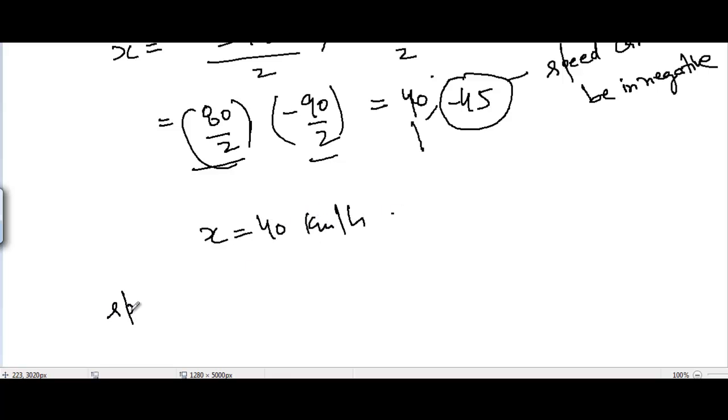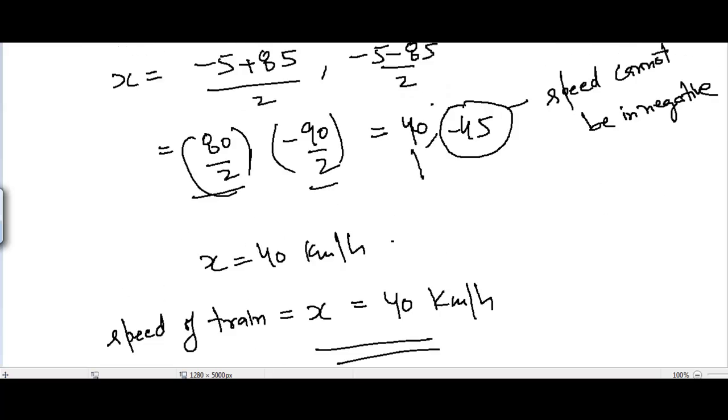It means that the speed of the train, which we supposed equal to x, is equal to 40 kilometers per hour. So this is the solution of this given problem.